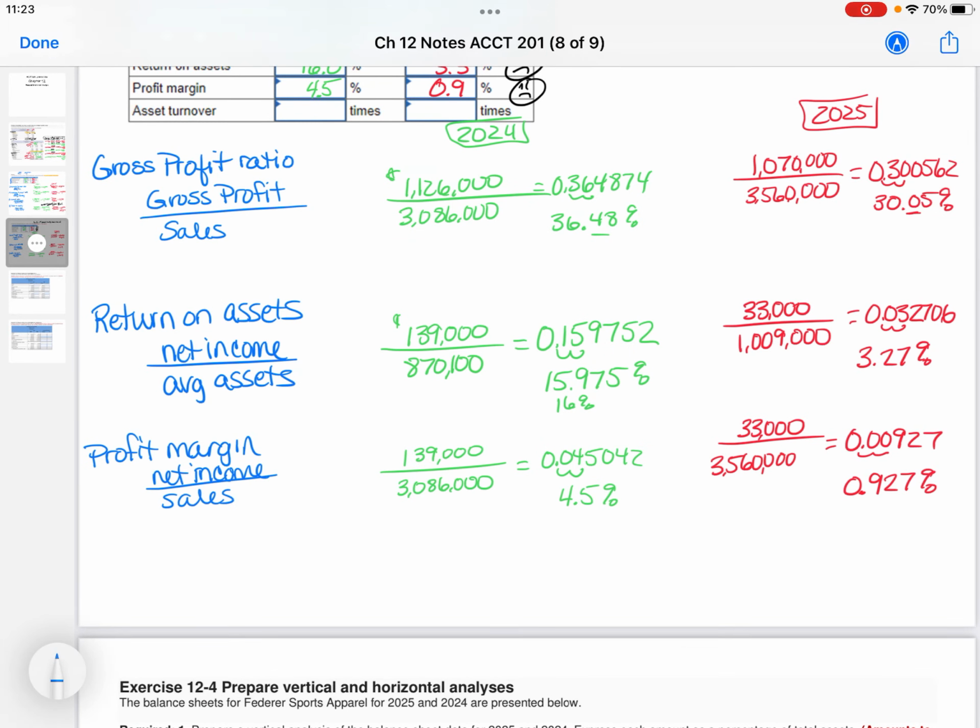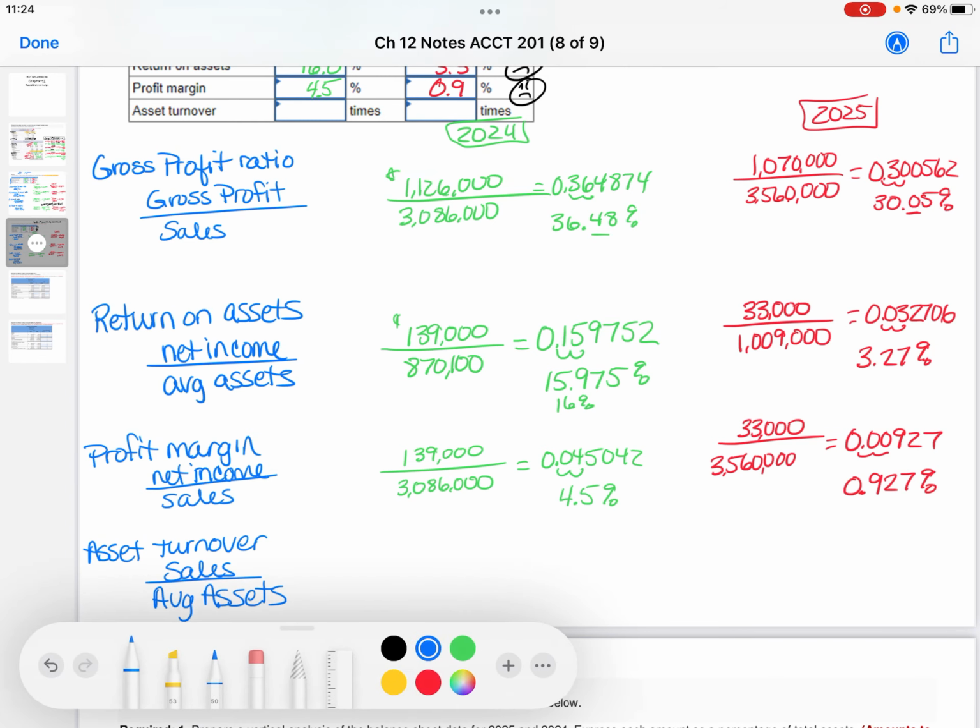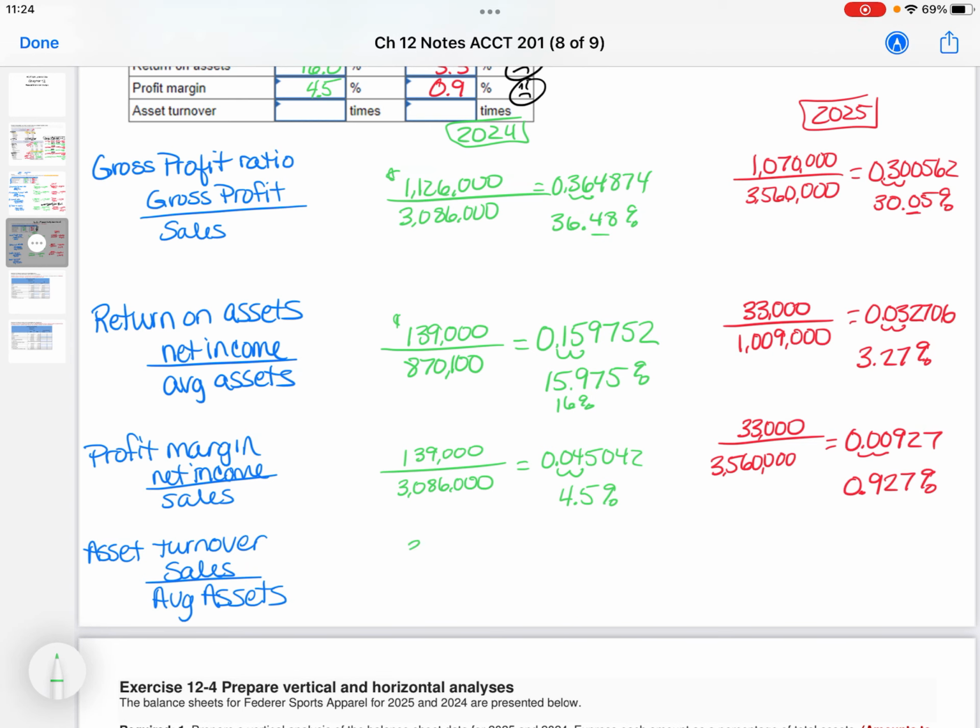All right, the last one we're going to look at is asset turnover. So this one mixes our balance sheet along with our income statement. So let's just take sales and divide it by average assets. We already have all of those numbers. So we're going to take sales, 3,086,000. We're going to divide it by average assets. We calculated that to be $870,100. So this is a turnover, so we're not converting it to a percent. So 3.546, that's enough for us to know it's 3.5 times.